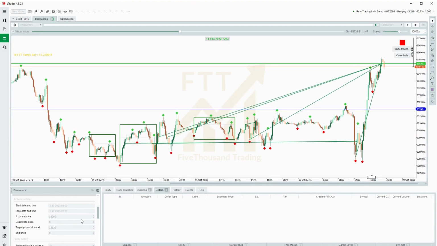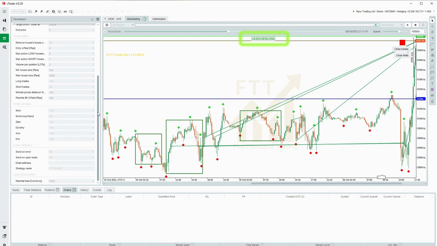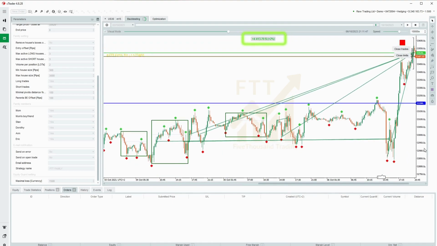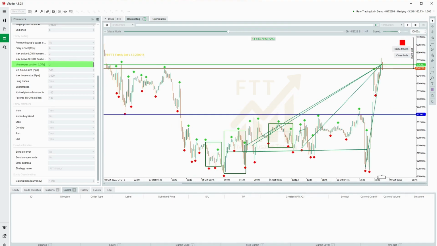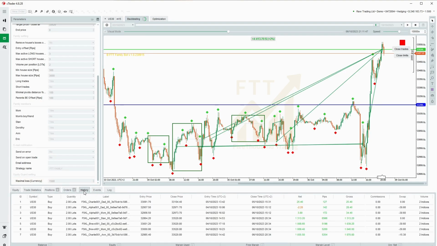I will pull up the parameter window to see the strategy settings. The strategy ended with a profit of $4,413. The risk position was 2 lots. The maximum risk allowed for the whole strategy was $1,500. This means that if all the open and closed positions were at a loss of $1,500, the entire strategy would stop. Now let's look at how the positions were opened within each house.